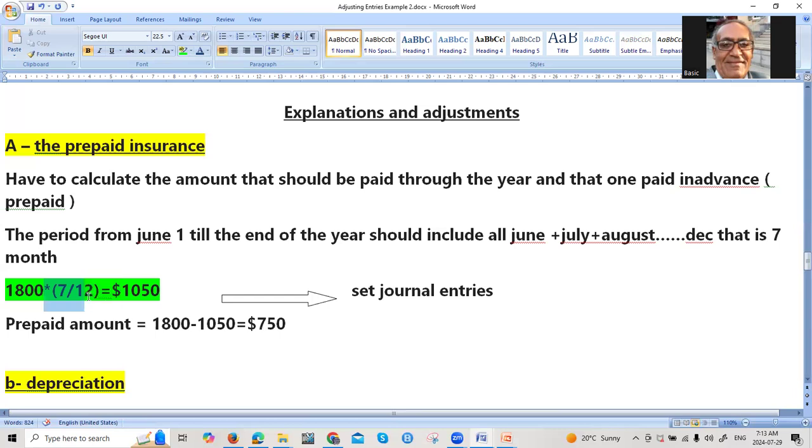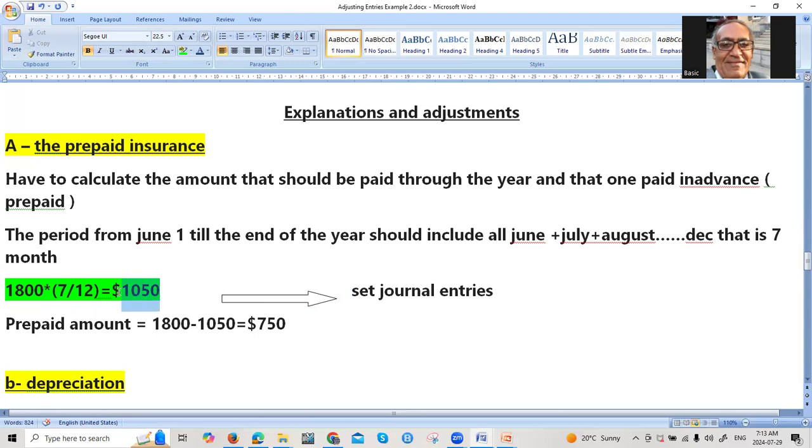12, because the year is 12 months. 7 divided by 12. That will give me $1,050. I will set the journal entry for this $1,050, because this is what goes for this year.